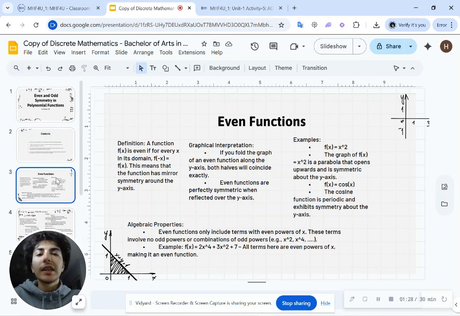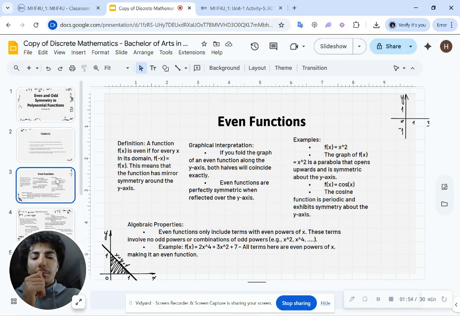Algebraic properties. Even functions include terms with even powers. These terms involve no odd powers or combinations of odd powers. Example: x^2, x^4, x^6, and so on. Now I give you an equation example here. f(x) = 2x^4 + 3x^2 + 7. All terms here are even powers of x, making it an even function.